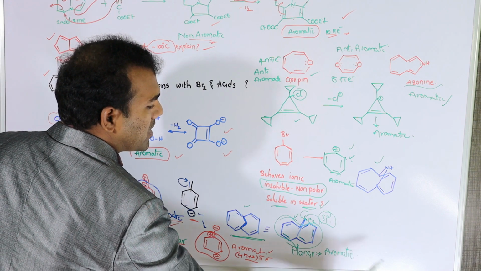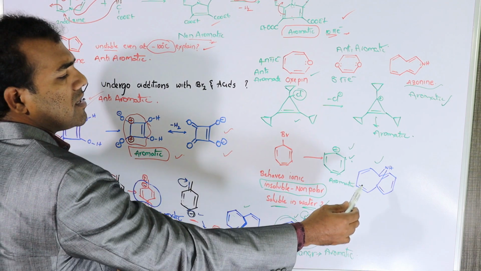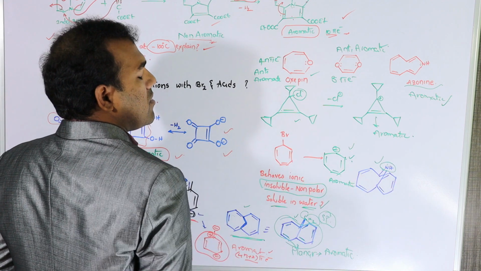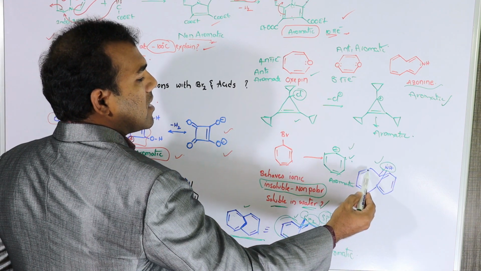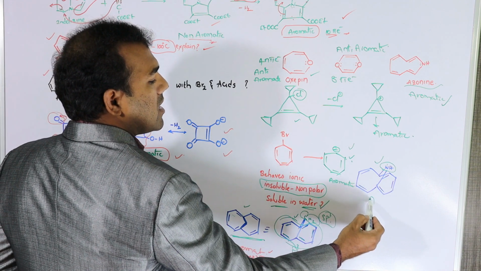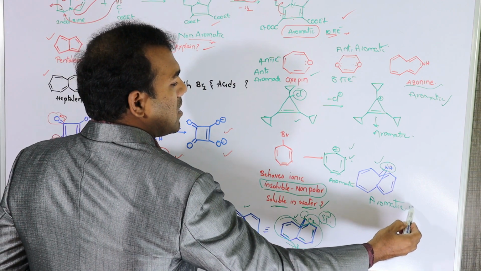A very, very important example from the examination point of view. And also here in this example, it is the same. So this NH group will not disturb the electron cloud on this ring. So it is an aromatic compound.